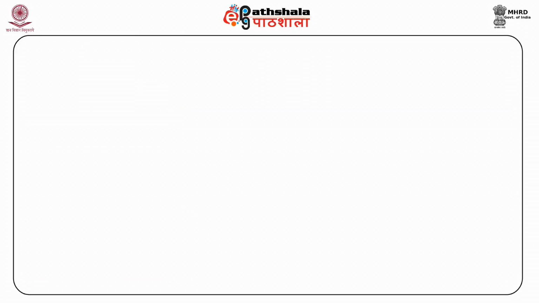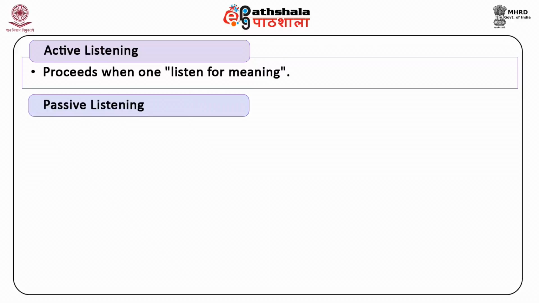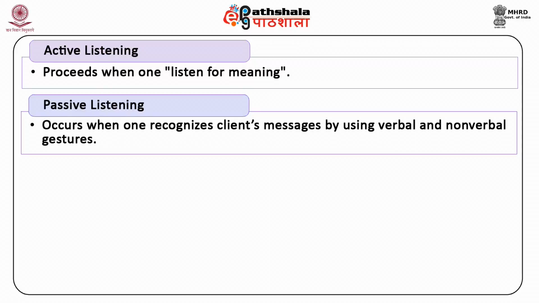Some of the other techniques which are used by the counselor that help in promoting verbal responses from the client are active listening. Active listening proceeds when one listens for meaning. The listener says very little but expresses much attentiveness. The listener only speaks to check if a statement has been properly perceived and understood. Passive listening occurs when one recognizes clients' messages by using verbal and non-verbal gestures.